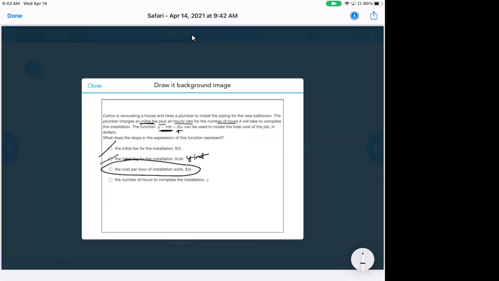All right, D is not the answer because it says the number of hours to complete the installation. We don't know the number of hours. We just know what it costs.